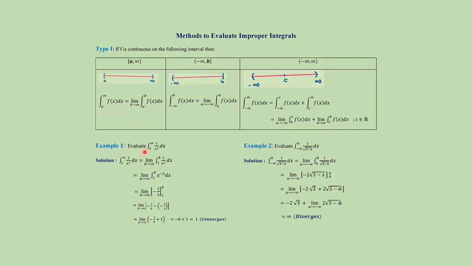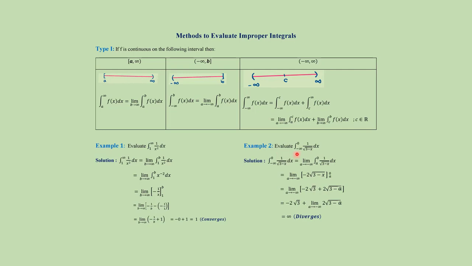So, in this example, the upper limit is infinity, so we replace this upper limit by b and write b approaches infinity. After integrating, we got this line, and when b approaches infinity, this term approaches 0. And after simplifying, we got 1. Since 1 is a finite value, this one converges.